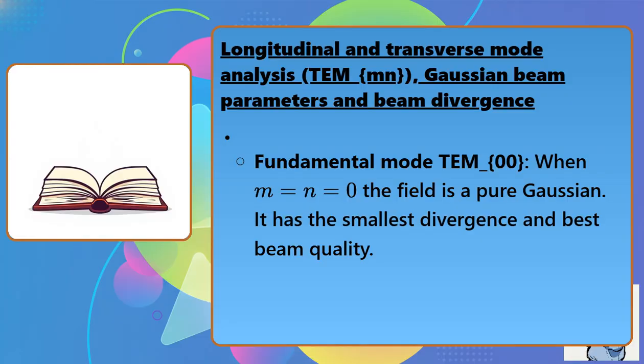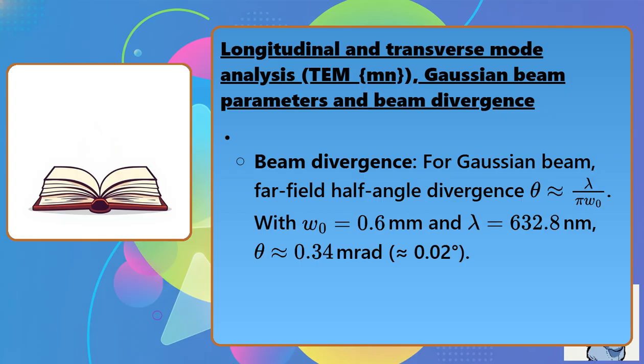Fundamental mode TEM_00. When m equals 0 and n equals 0, the field is a pure Gaussian. It has the smallest divergence and best beam quality. Beam divergence. For a Gaussian beam, the far field half-angle divergence theta is approximately lambda over pi W0. With W0 equals 0.6 millimeters and lambda equals 632.8 nanometers, theta is approximately 0.34 milliradians, approximately 0.02 degrees.